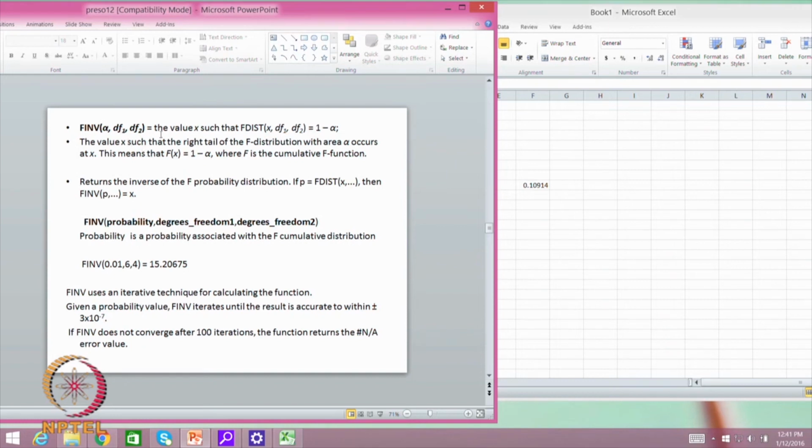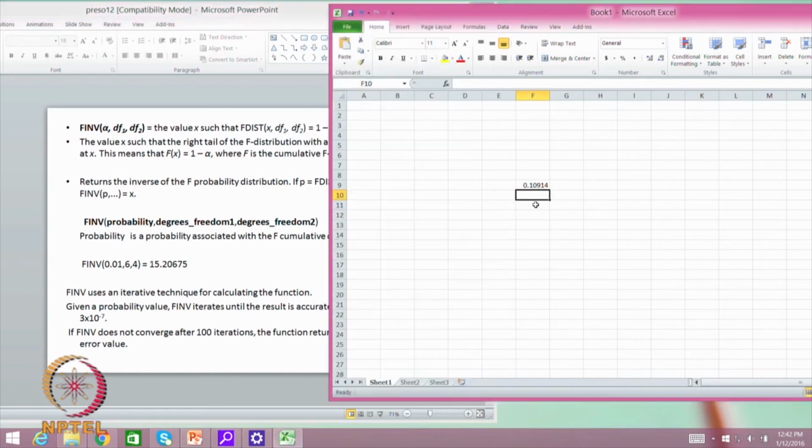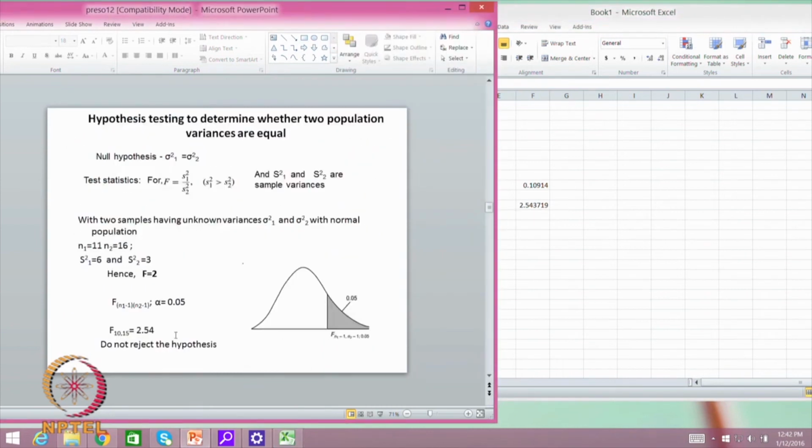So, it gives you the value of x such that the right tail of the distribution will have an area of alpha. Basically, it gives you the inverse of the F probability distribution. You have the degrees of freedom here and here, and given the alpha, it will calculate the value. In this particular problem, if I say F inverse 0.05, 10 and 15, it gives you 2.54.